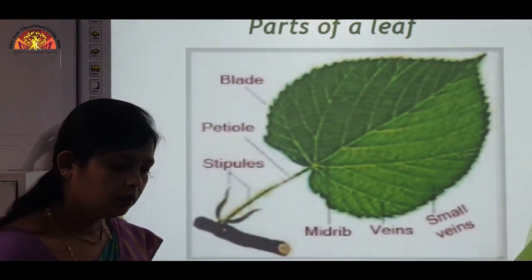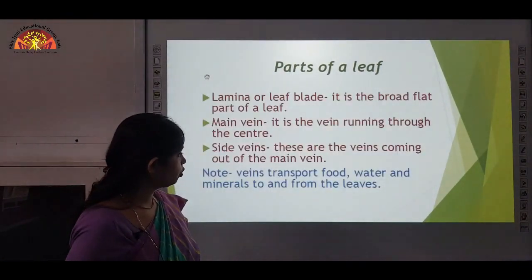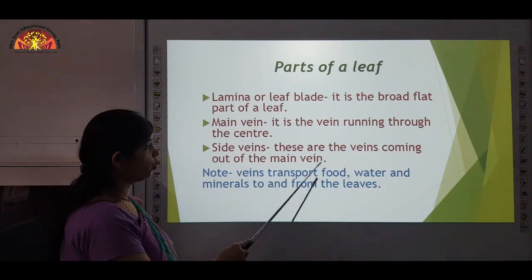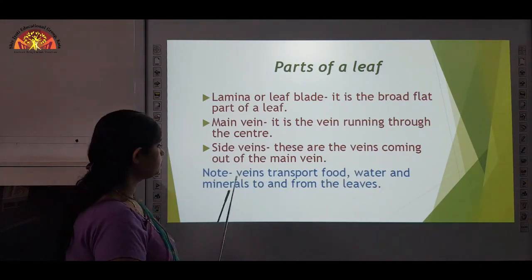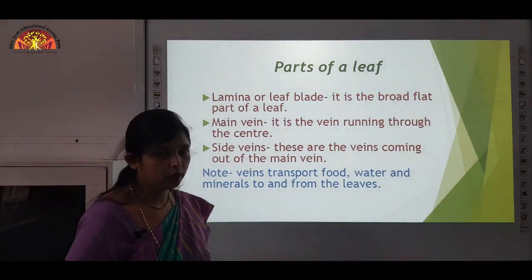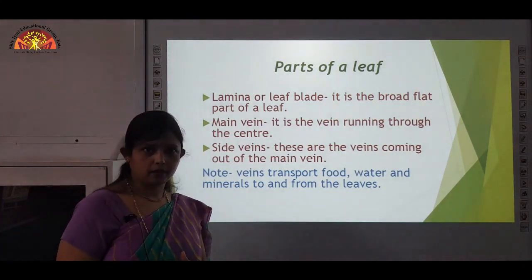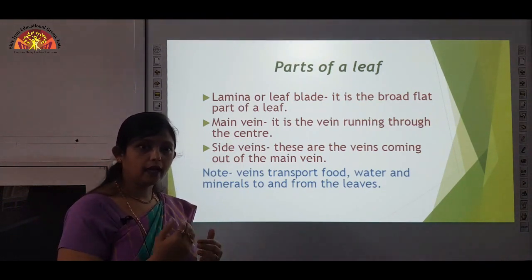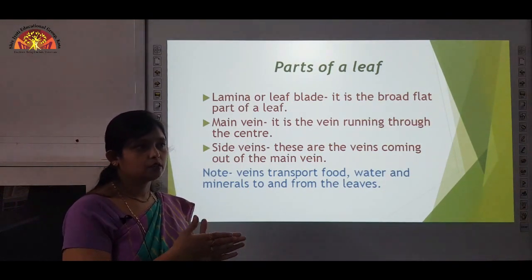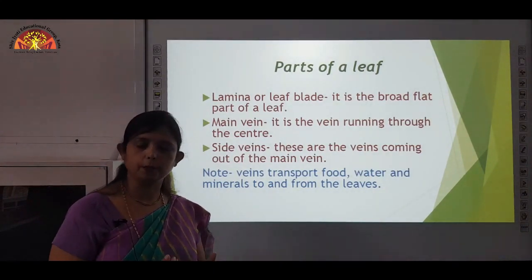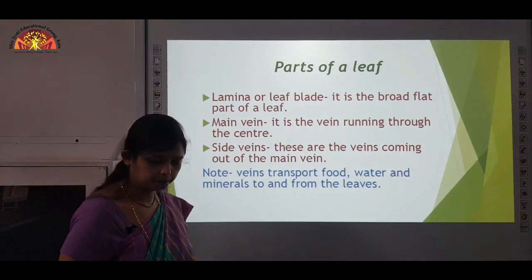Now the important role these veins play is they transport food, water and minerals to and from the leaves. So what do these veins do? They are like a pipeline or a system of tubes. Whatever water and minerals come to them, they transport it to the complete leaf so that it can use that water to prepare the food.